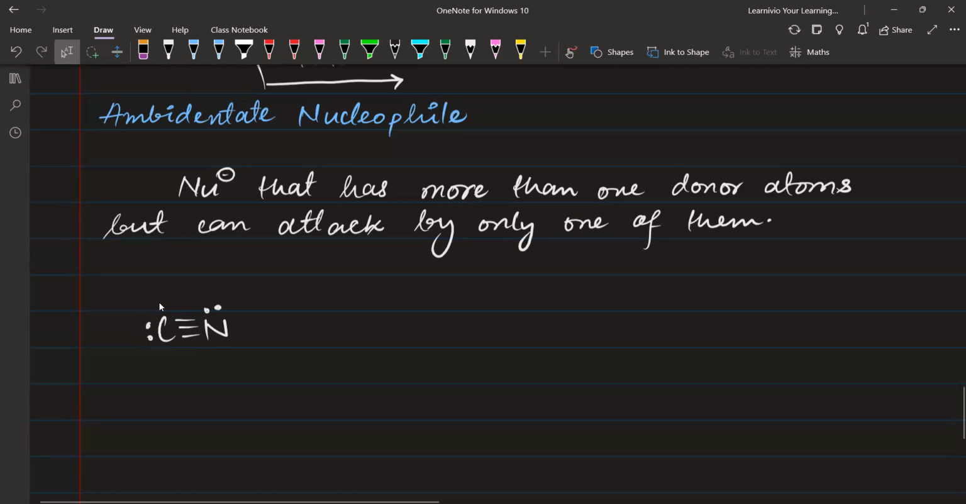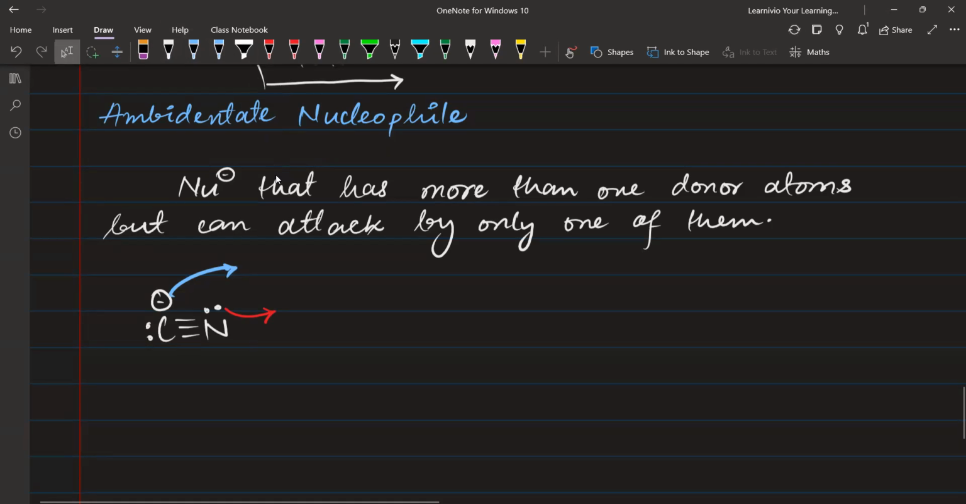Both of them have lone pair electrons. Carbon has a negative charge. Now, the attack can happen through carbon, and it can happen through nitrogen as well. But it happens only through what? Only through one of the atoms. Either carbon or nitrogen, it can be either, but it will be from only one. So the tendency to attack is present in more than one atom, so we have more than one donor atom.